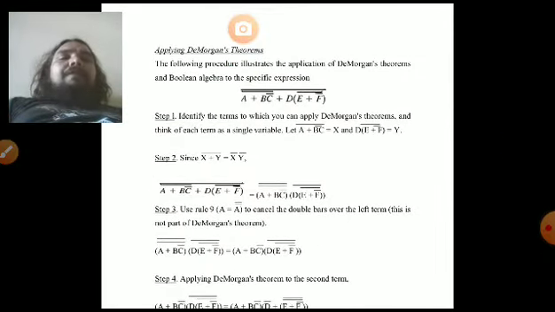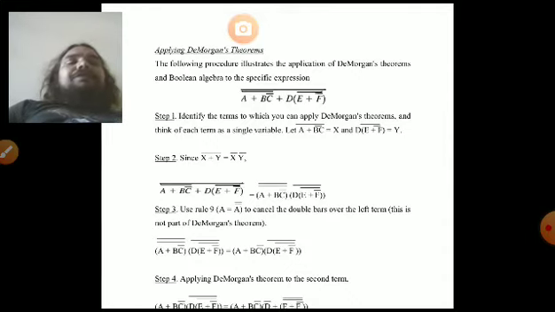Next, applying De Morgan's theorems. The following is a related application of De Morgan's theorems: apply Boolean algebra to the specified expression, that is, ((A + B C bar) whole bar + D (E + F bar) whole bar) whole bar.